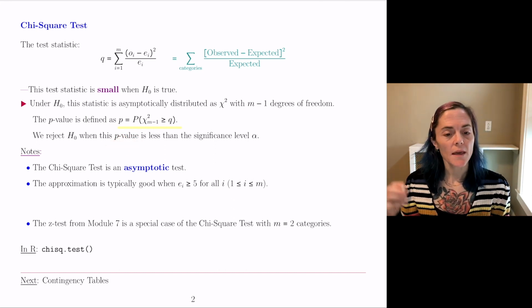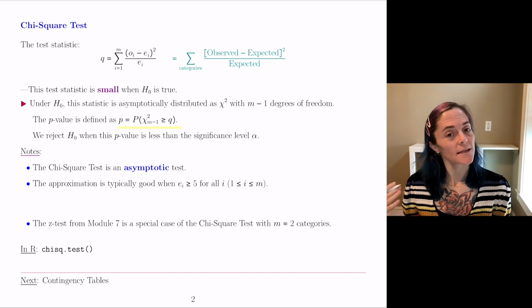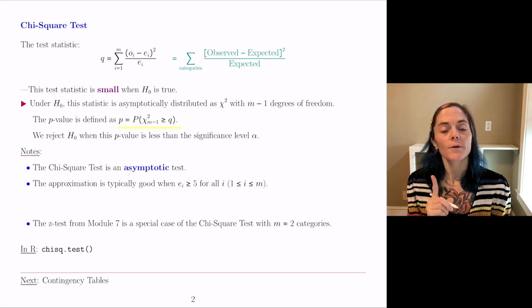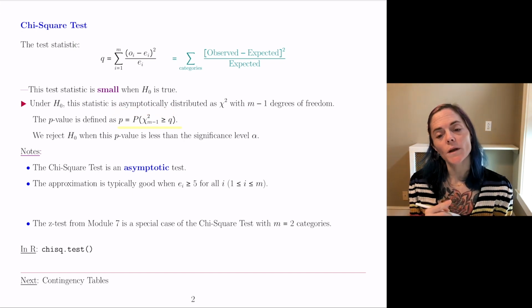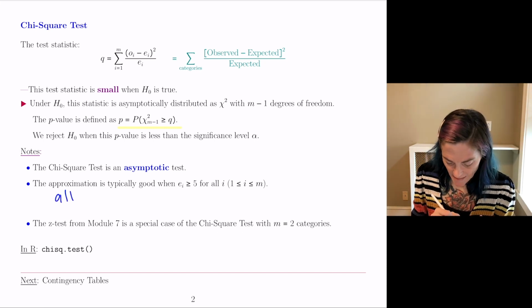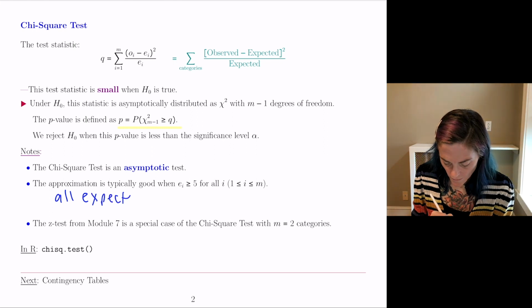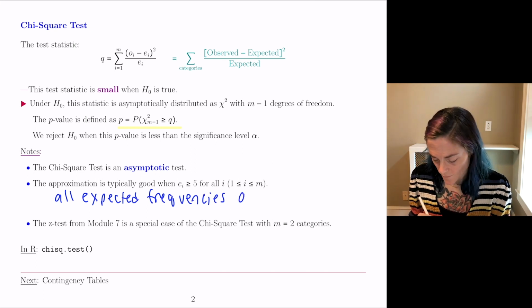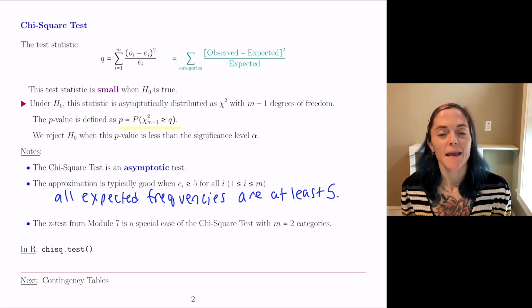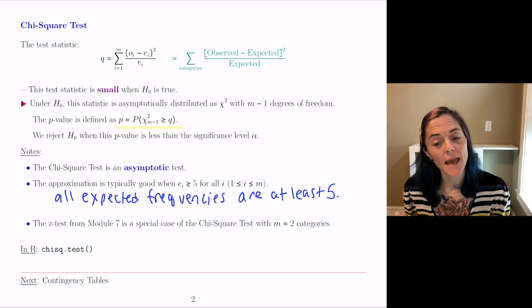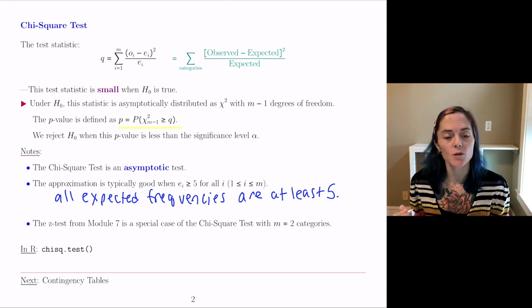Some notes: the chi-square test is an asymptotic test. We can see that here. Moreover, the approximation is typically good when all E_i are greater than or equal to 5. This says all expected frequencies are at least 5. That is the statement in words. Now, the z-test from Module 7 is a special case of the chi-square test with m equals 2 categories.